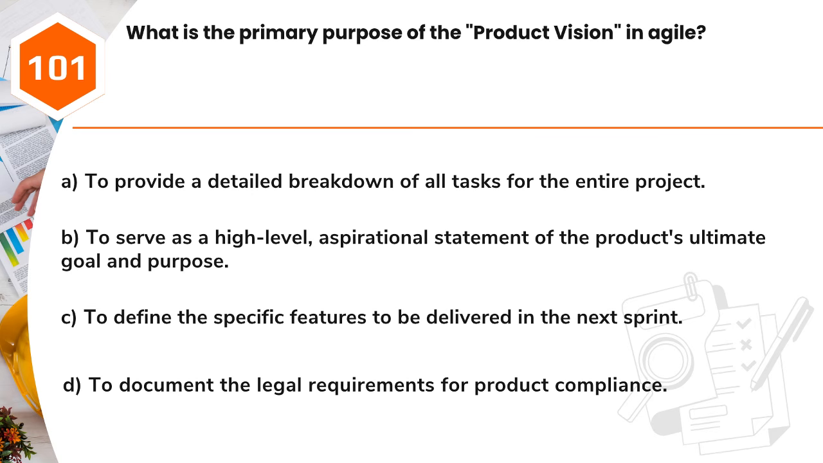Question 101. What is the primary purpose of the product vision in Agile? A. To provide a detailed breakdown of all tasks for the entire project. B. To serve as a high-level, aspirational statement of the product's ultimate goal and purpose. C. To define the specific features to be delivered in the next sprint. D. To document the legal requirements for product compliance.